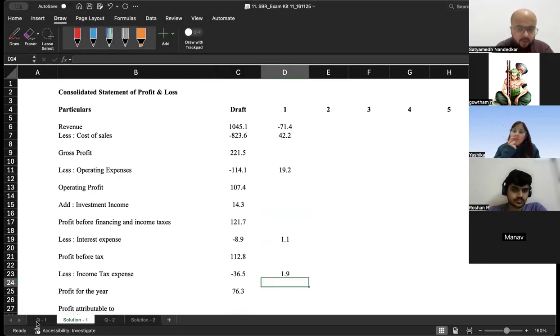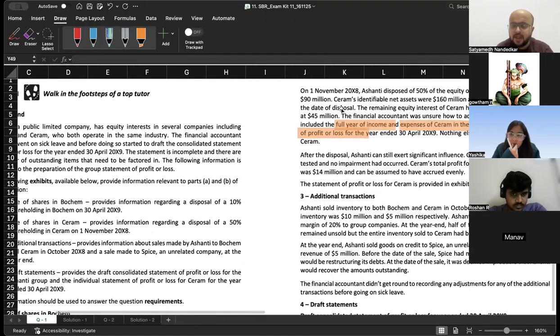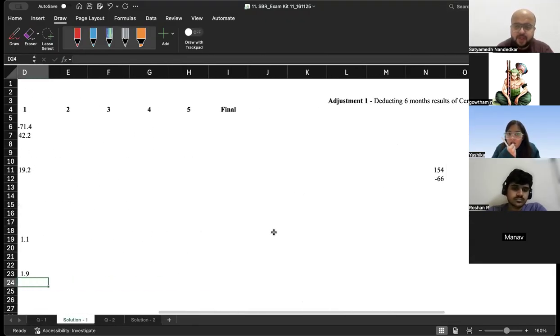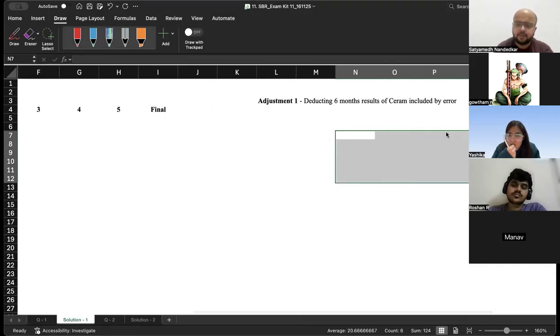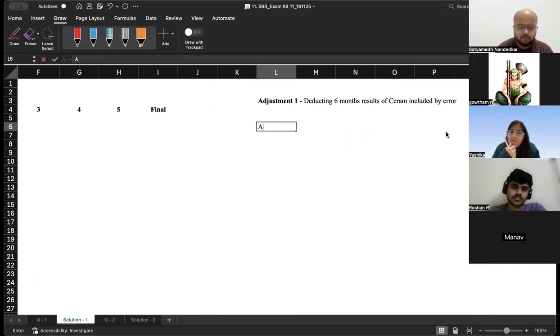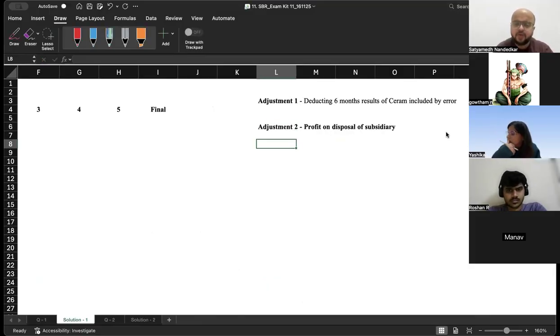Now I am sure, start reading from the beginning. And what else can you do? There is a sale of subsidiary that has taken place, so we'll have to calculate profit on disposal of subsidiary. Adjustment to profit on disposal of subsidiary. Okay, how will it come?